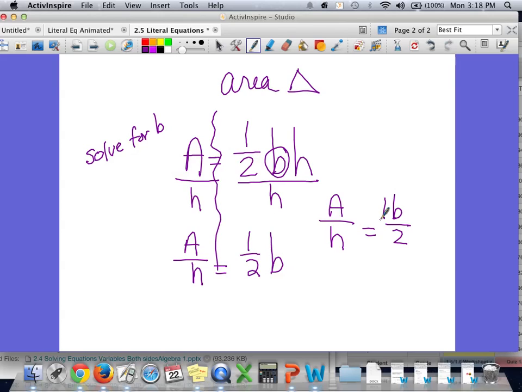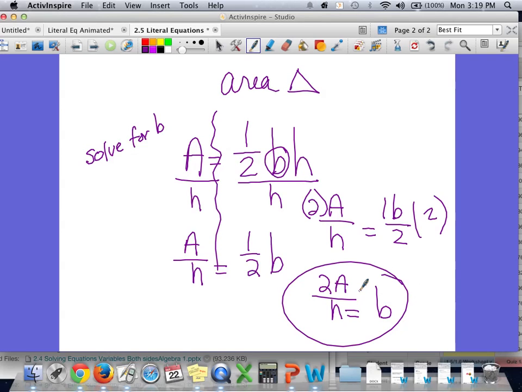Okay, to get rid of this, it's divided by 2. We multiply both sides by 2. Okay, multiplying both sides by 2. And that'll give us 2A divided by H equals B. That will be our final answer.